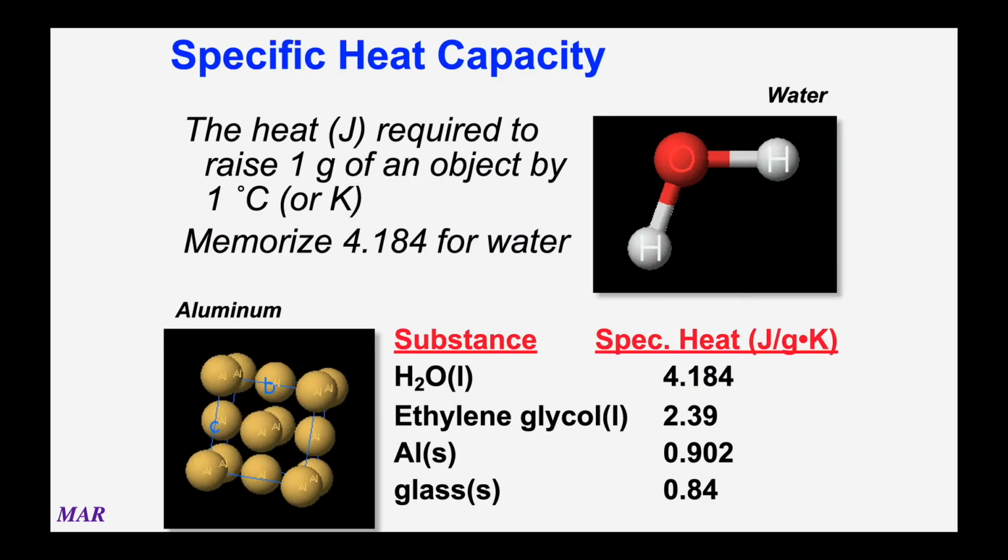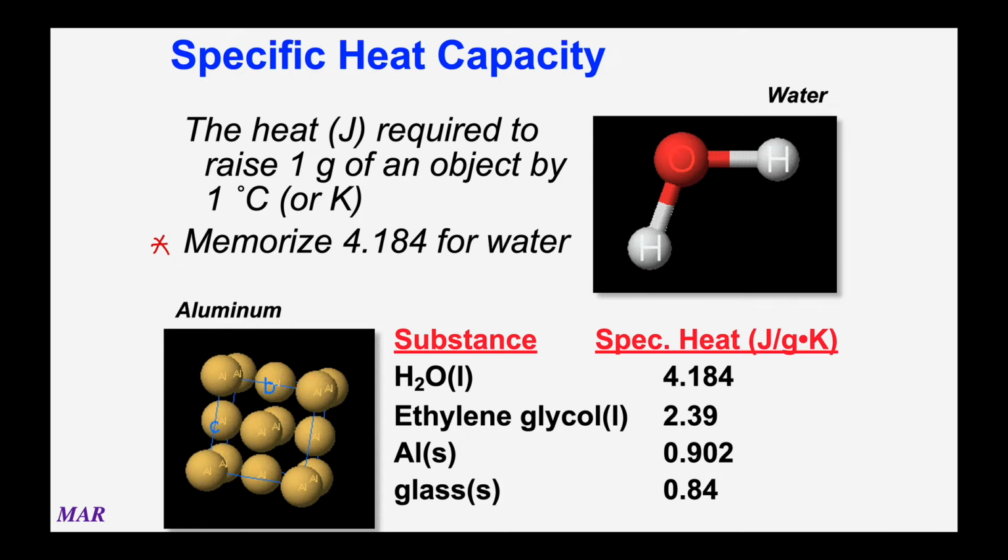Every substance, like I said, has its own heat capacity, and every phase has its own heat capacity. We're going to use water, liquid water, so much that I would sure like you to memorize that number, 4.184. That's 4.184 joules per gram Kelvin. Now, you can use Kelvin. You could also use degrees Celsius. So you could also go 4.184 joules per gram degrees Celsius. But the heat capacity is nothing more than the joules required to raise 1 gram of an object by 1 degree Celsius or 1 Kelvin.